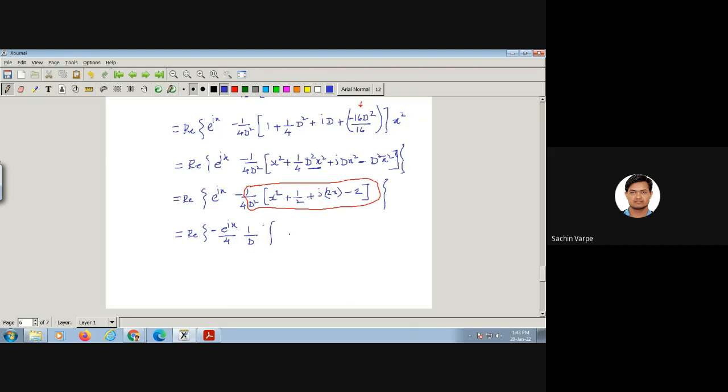of 1 upon d, that is integration of x square plus 1/2 minus 2, कितना होगा ये, -3/2 ना, plus 2ix dx. तो क्या होगा ये, that is equal to real part of minus e raised to ix upon 4, 1 upon d into integration of this is x cube by 3 plus 2 i x square by 2, तो i x square, minus 3/2 x.